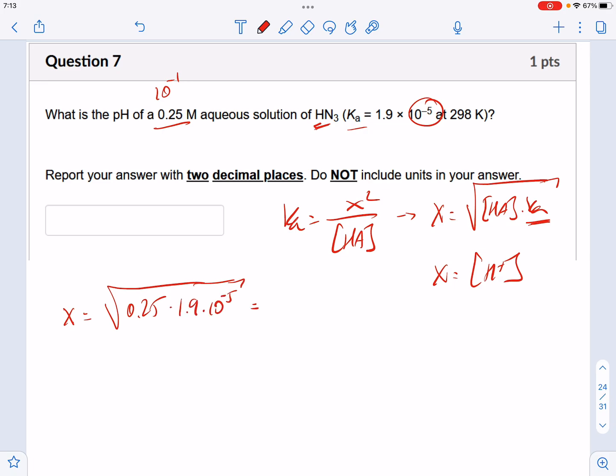This is equal to the square root of 0.25 times 1.9 10 to the negative 5. This is 0.00218. Therefore, your pH is minus log of that number. And that would be equal to 2.66.